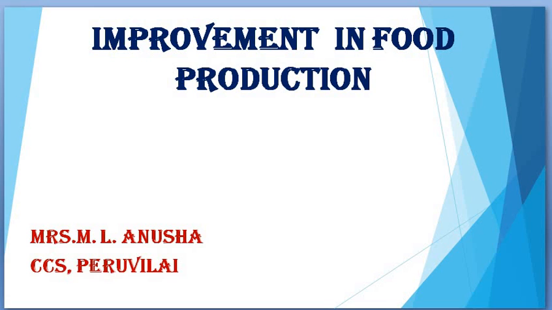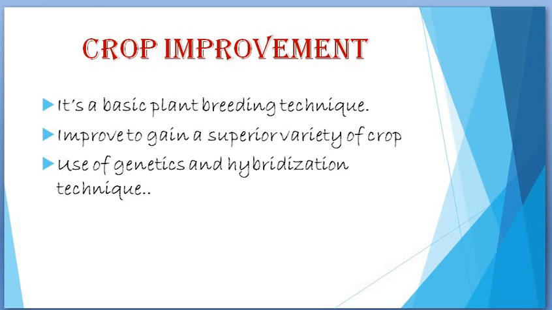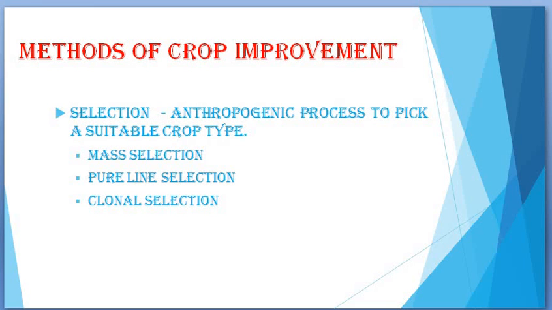In methods of crop improvement, I guess you remember the term crop improvement. Crop improvement is done as a part of plant breeding technique. When we need to raise the quality of a crop at the genetic level, we go with crop improvement. What are the basic methods of crop improvement?